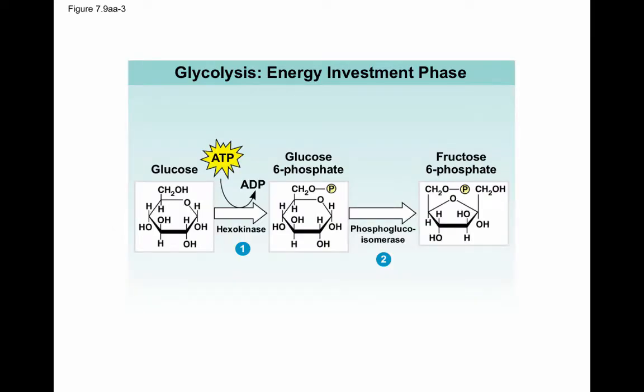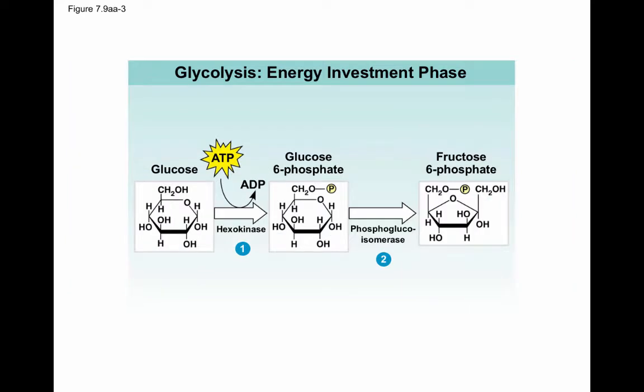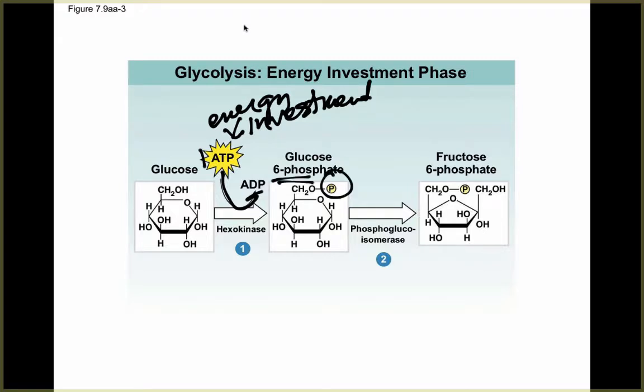So this is the energy investment phase. This is not the full thing. This is reactions 1 through 2. So on here, you can see that this is glucose, essentially the circle. And then you take some energy in. So this is energy investment right here, and this is 1 ATP. And if you notice, the phosphate goes right here. That's why it's called glucose 6-phosphate.